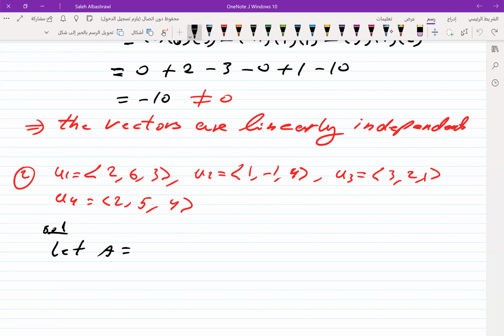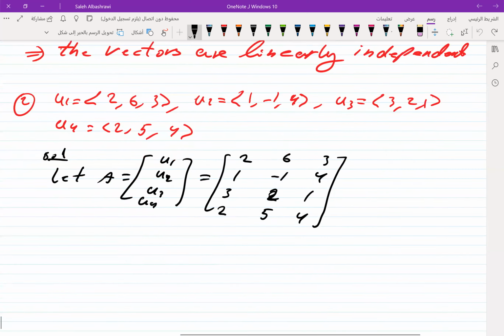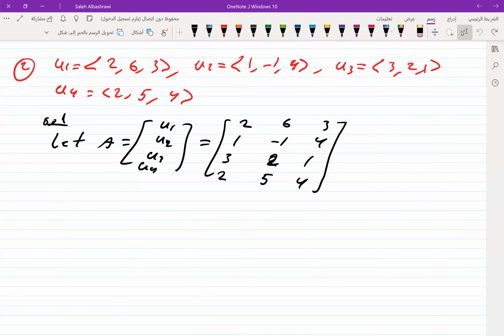Let A be the matrix given by U1, U2, U3, and U4. That's equal to 2, 6, 3. U2 is 1, minus 1 and 4. U3 is 3, 2, 1. And U4 is 2, 5, and 4. Let's find the row echelon form, the equivalent matrix for this one.